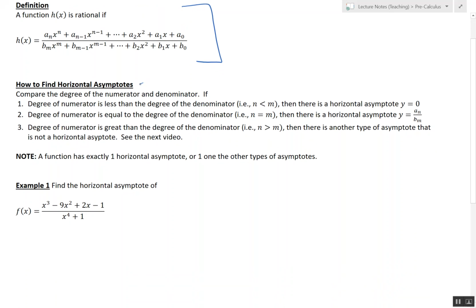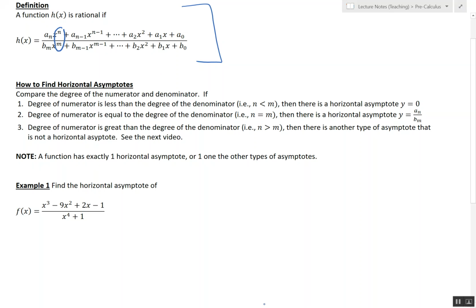So how to find horizontal asymptotes. Notice that this finds horizontal asymptotes, but this procedure also finds other types of asymptotes as well, and those will be the subject of the next video. So, this procedure says you compare the degree of the numerator and denominator. So we compare these powers right here that I circled above.